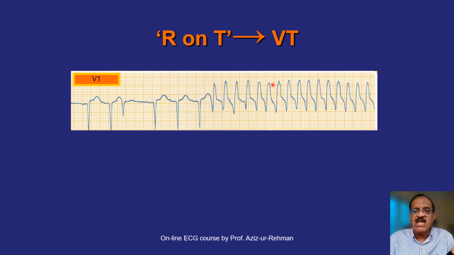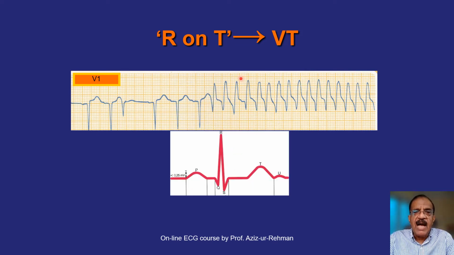If any depolarization, whether it is spontaneous or the result of, for example, a DC shock, happens to fall on the downslope of the T, if any R, referring to any electric current, falls on the T wave, usually the downslope, it is likely to trigger a ventricular tachycardia. Now I'm going to show you how.